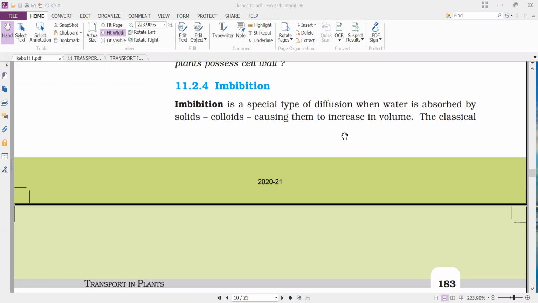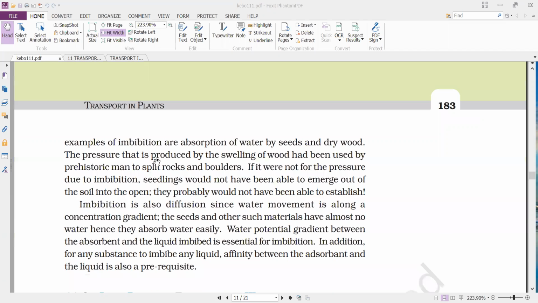Imbibition is considered a type of diffusion in which water is absorbed by a solid substance or a colloidal substance, causing it to increase in volume. That means it causes an increase in the volume of that solid substance. The classical examples of imbibition are absorption of water by seeds and dry wood.